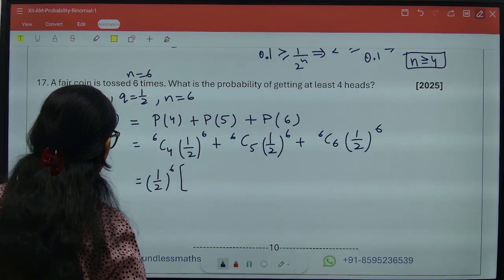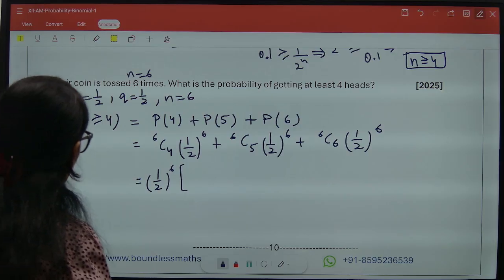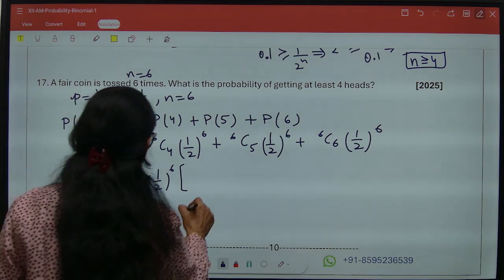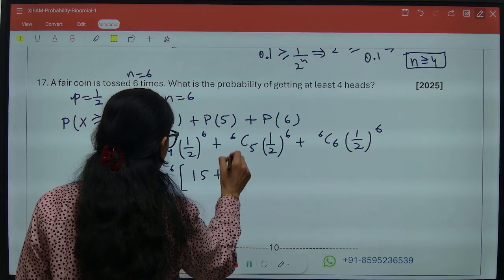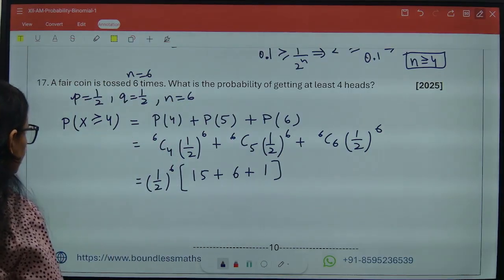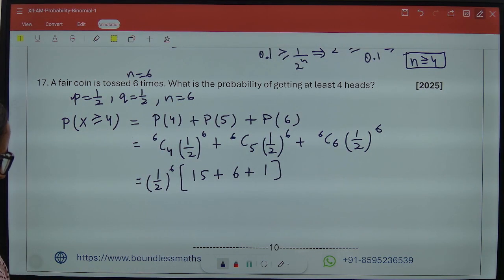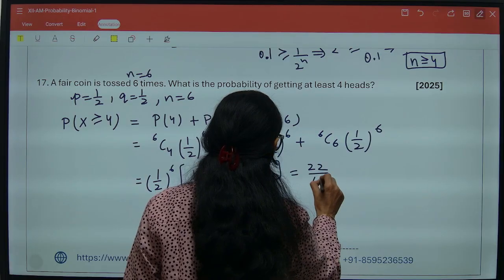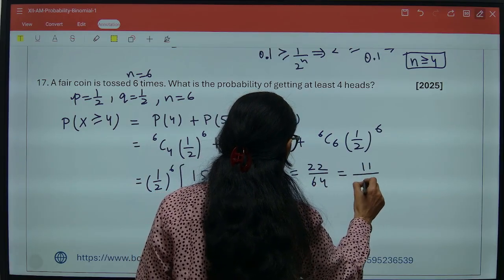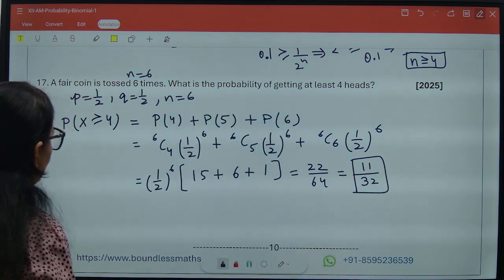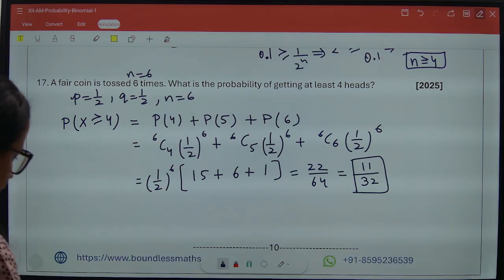How much is 6C4? 30 by 2, and it will be 15. 6C5 is 6 and 6C6 is 1. 15, 21 and 22. So it comes out to be 22 by 64, and if you reduce it, 11 by 32. So this is the probability of getting at least 4 heads.